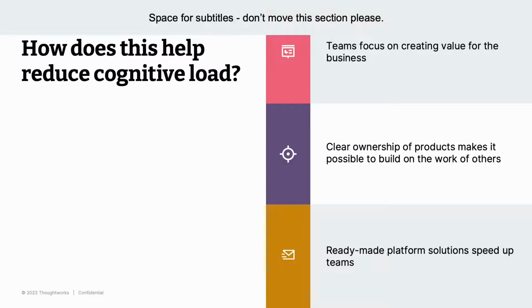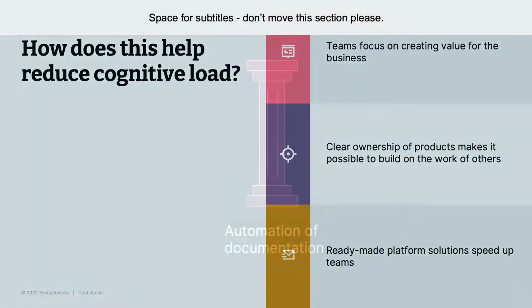There is also a clear ownership of products, which makes it a bit easier to discover what's going on in the organization, take advantage of existing things, and then build on top of the products that you have. And finally, this idea of having ready-made platforms that help you speed up your work, right? That helps eliminate a lot of the information that you have to keep in mind if you can just use something as a service.